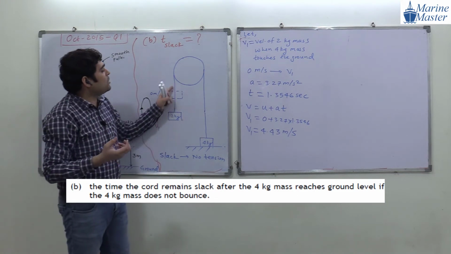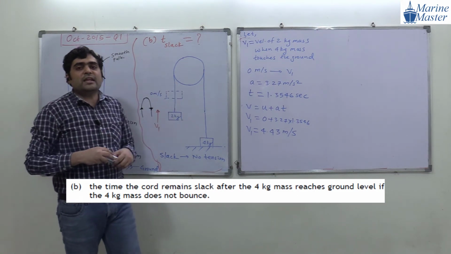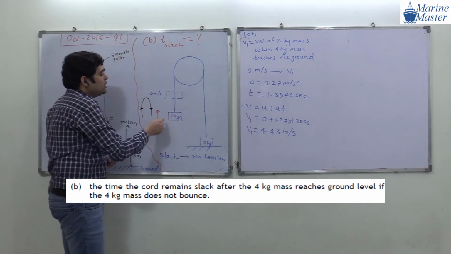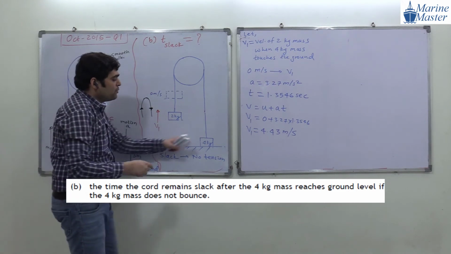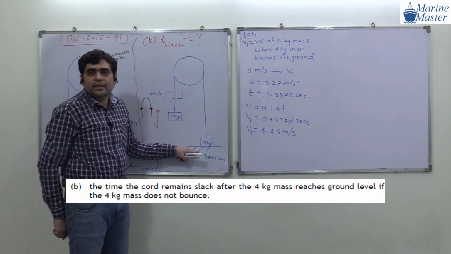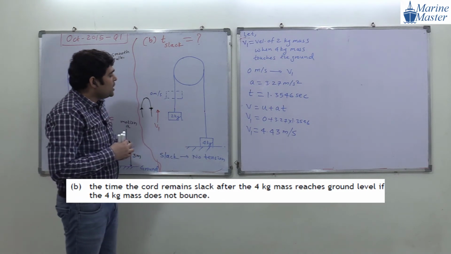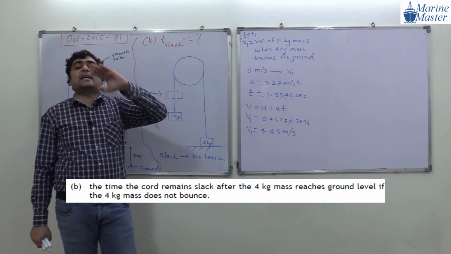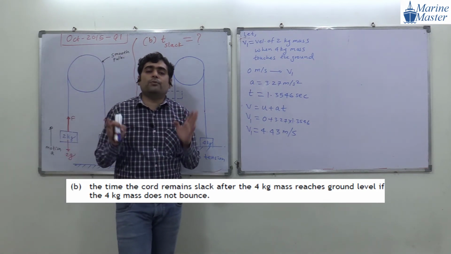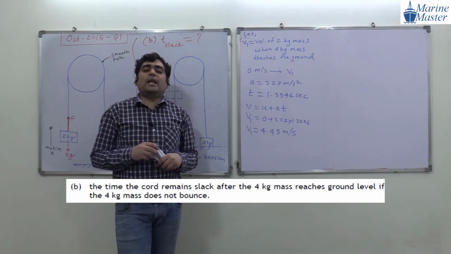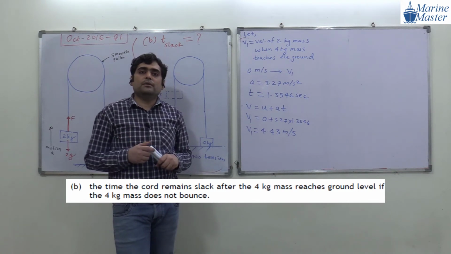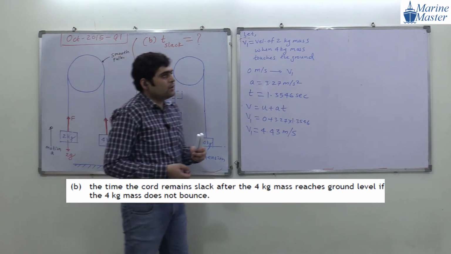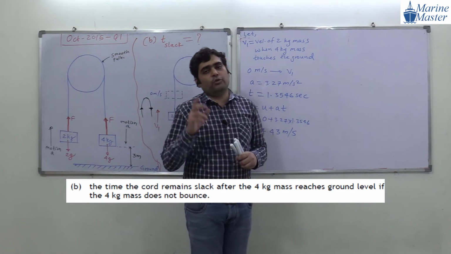The cord will become loose, okay guys? And when the cord becomes loose, there is no tension in the cord. So on this 2 kg mass, which force will act after the 4 kg mass reaches the ground? I am explaining once again: only gravitational force. And whenever only gravitational force acts on the object, we can apply the equation of motion in a gravitational field.